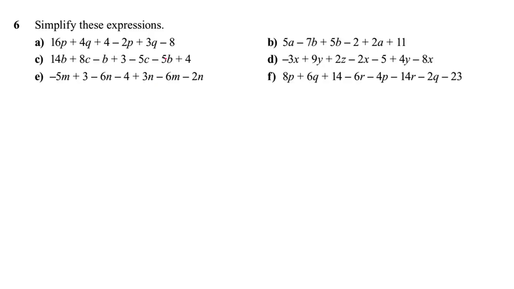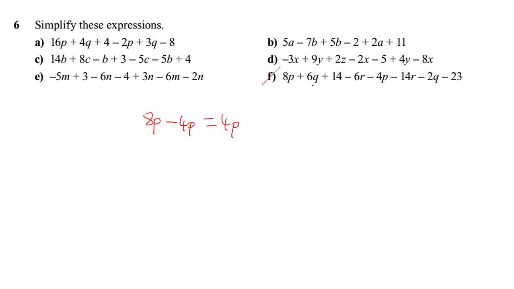Okay, hope you've tried it. So I'm going to do question F for you. I'm going to just do question F quickly for you. Now with question F, I've got the P's. So I'm going to have 8P. And then I look for another P. I can see I've got here 4P, which is being taken away. So 8P take away 4P is going to be equal to 4P. Okay, so I finish the P's.